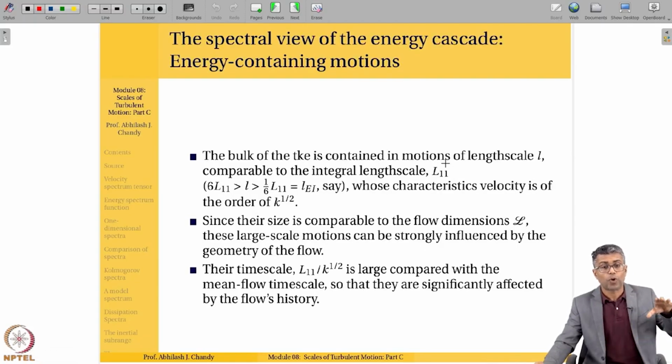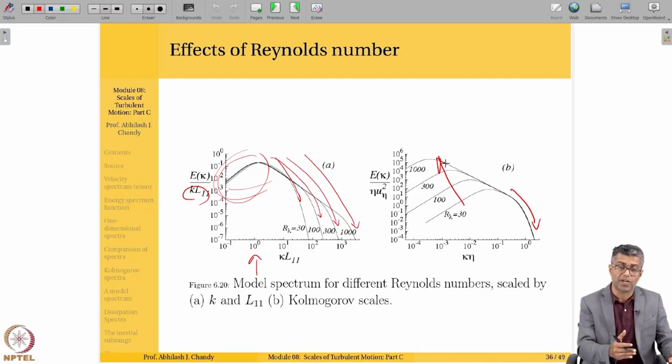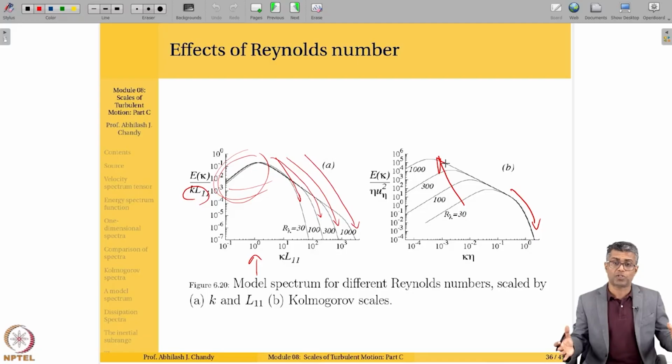Okay. So what we saw was the effective Reynolds number when we scaled it with the large scales, so k L11, and when we scaled it with the small scale, so eta U eta squared. And you can see the universal behavior was evident, and the non-universal behavior of the energy containing range was also evident.